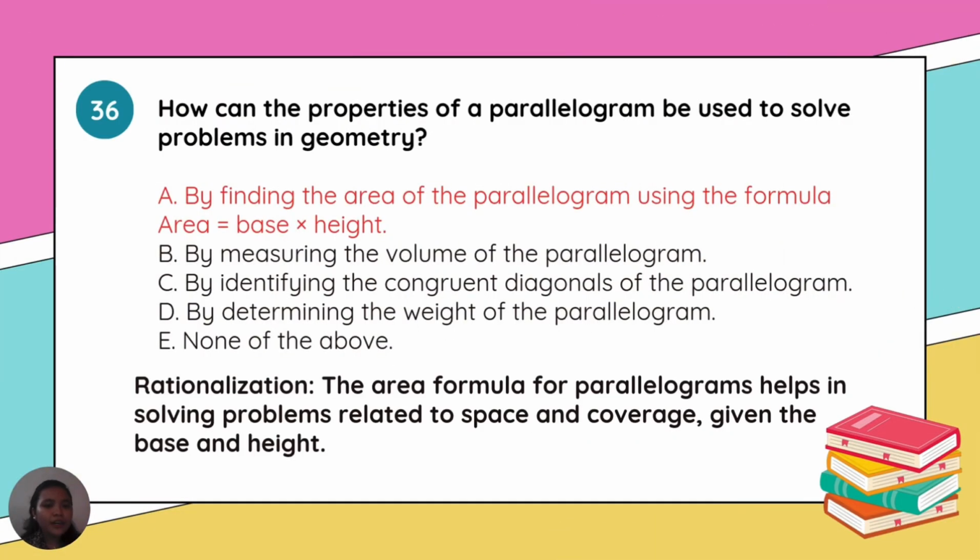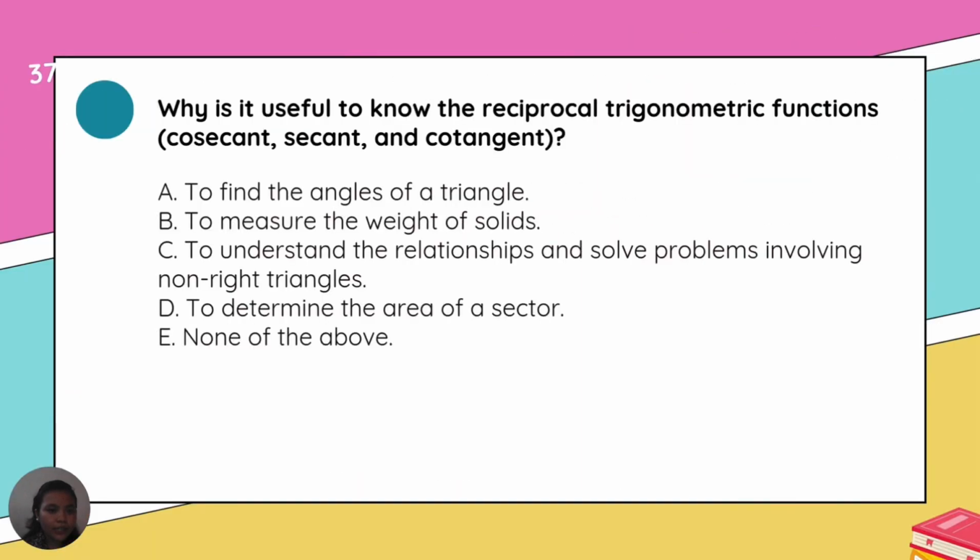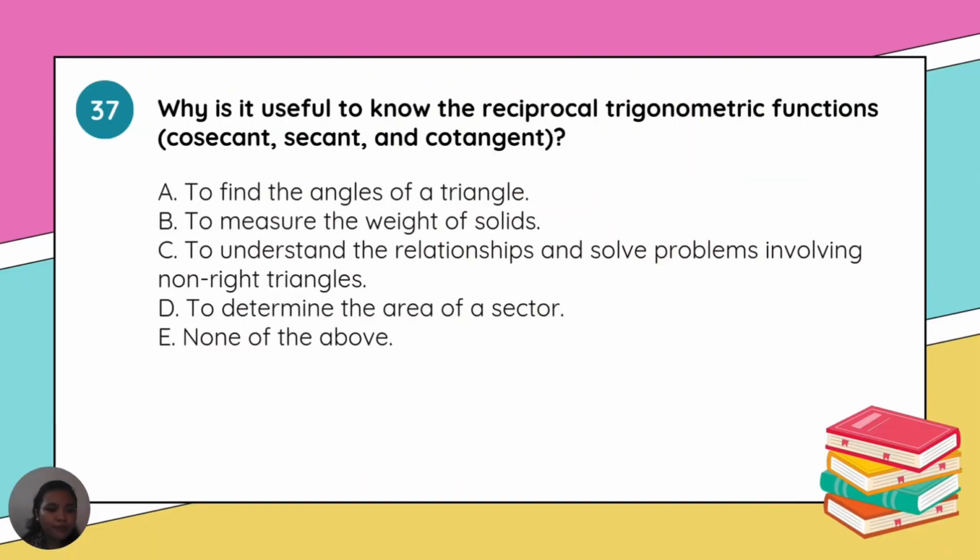By finding the area of the parallelogram using the formula area equals base times height. So the area formula for parallelograms helps in solving problems related to space and coverage given the base and height. Number 37. Why is it useful to know the reciprocal trigonometric functions such as cosecant, secant, and cotangent?